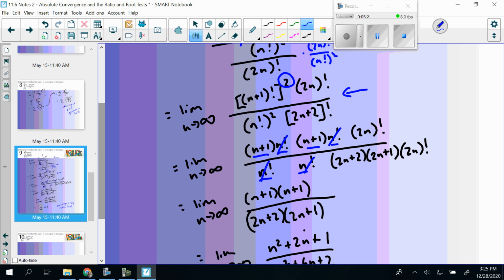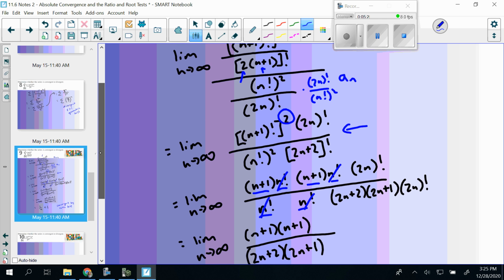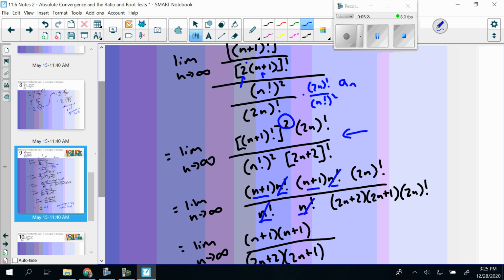I also here multiplied this out since we have 2 times n plus 1. I distributed that, giving us 2n plus 2 factorial. So if we think about that one, we can write that as 2n plus 2 times the term that's next, which would be 2n plus 1, because that's 1 less. If we minus 1 from that, that would just be 2n on down, so that would be 2n factorial. So we can also cancel out now our 2n factorials.